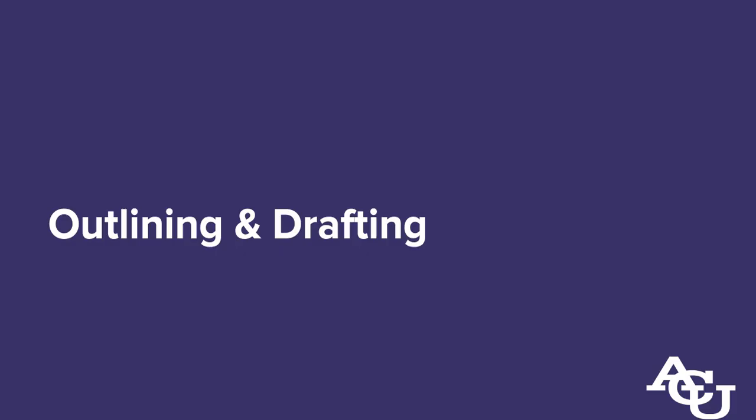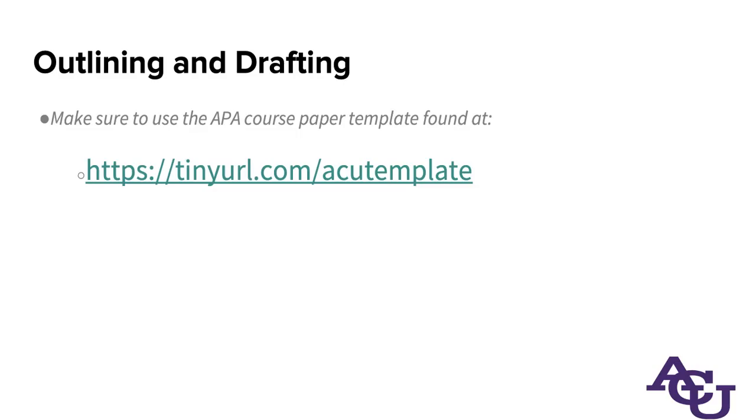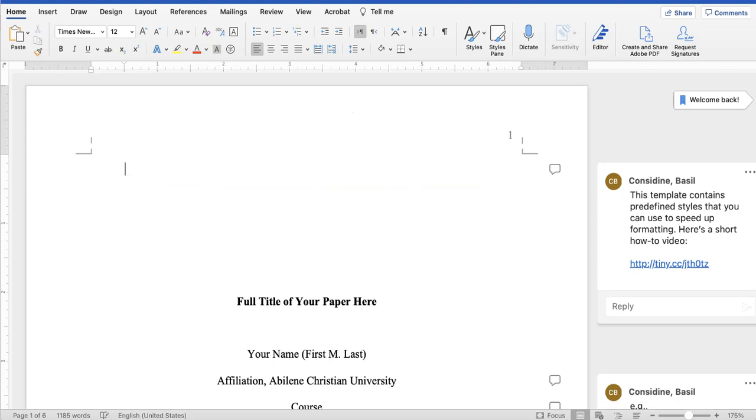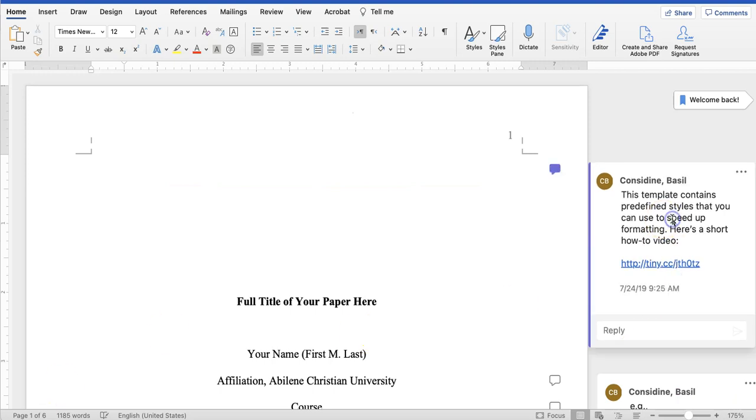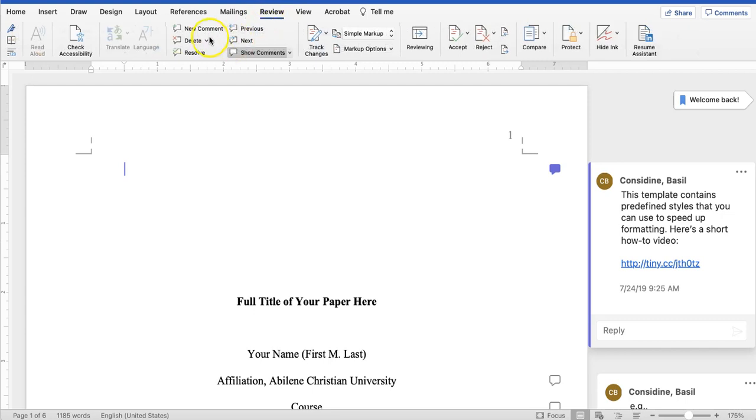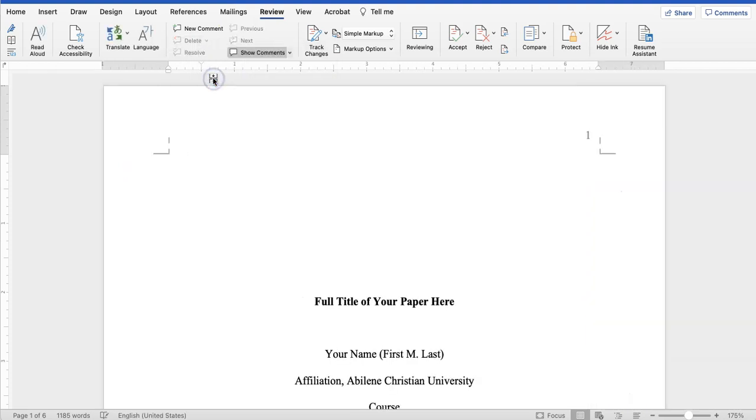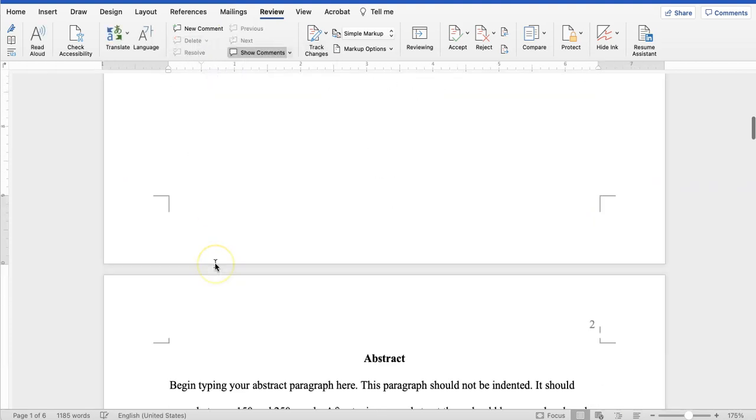Okay, so at this point, let's go ahead and grab a copy of the APA course paper template and look at how you might start outlining this. If you don't have the template yet, you can certainly grab it from here. Now, when you first download the template, it'll have a number of instructional comments and other things like that. If you've used a template before, you don't need to read through. So if you go to the Review tab, and here under Comments, select Delete all comments in document, you can get rid of them all very quickly.